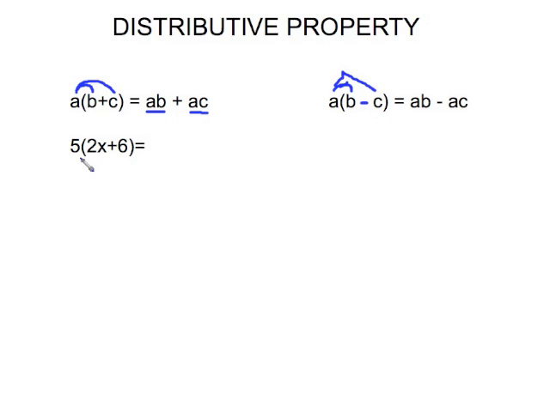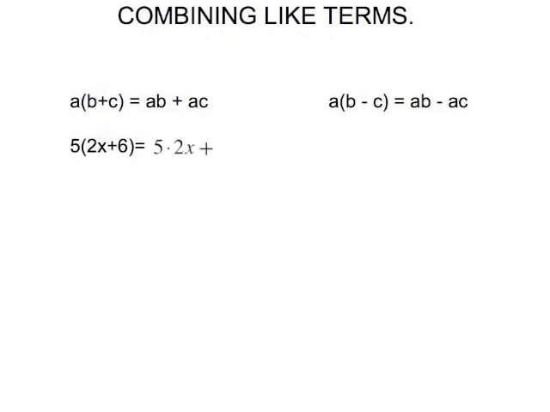An example here, the 5 in front of the parentheses tells me to multiply 5 times 2x and to do 5 times 6. You can write out the 5 times the 2x, or you can do it in your head. In the first couple slides here, I will write it out. That was our 5 times 2x. Then we're going to do plus 5 times 6.